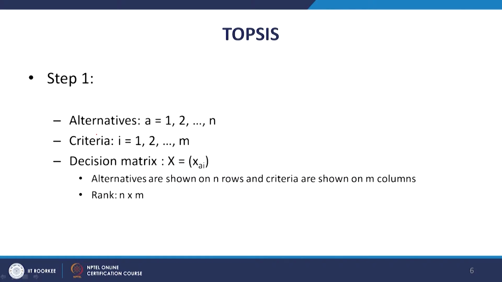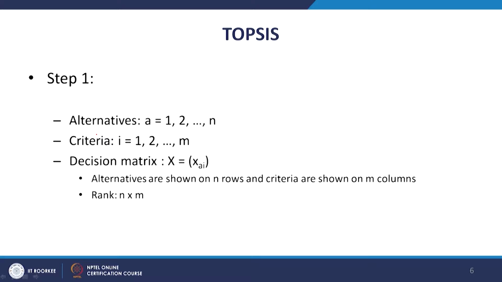So, let us start with step 1. We assume that we have information on these things, just like other techniques, AHP and ELECTRE, that we have discussed before. We will have alternatives. To explain the mathematics underlying TOPSIS, we take n alternatives, indicated as A equal to 1 to n. There are m criteria, indicated by i ranging from 1 to m.